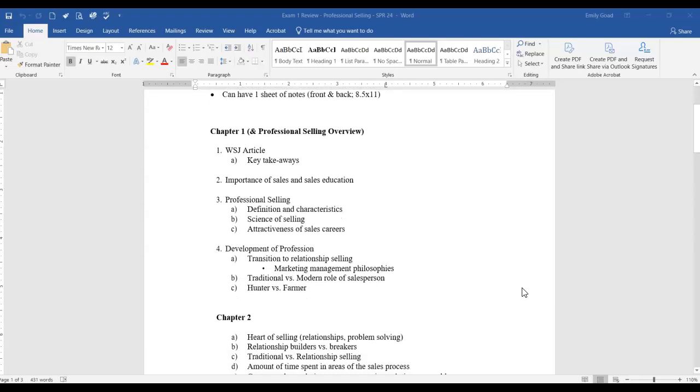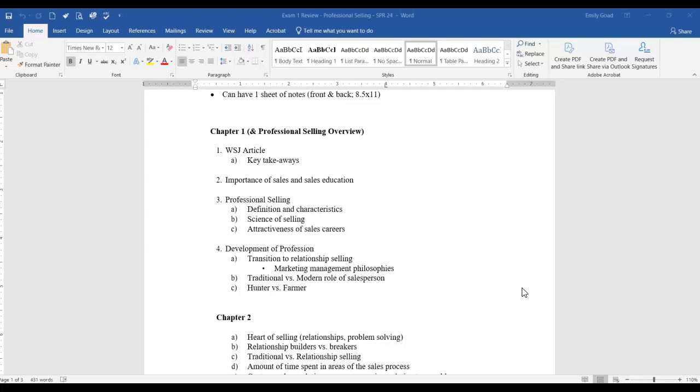So starting with chapter one and just the professional selling overview, you want to go back and look at the key takeaways from that Wall Street Journal article that I had you read. And then the rest of it really follows the slides. The biggest thing, I think, well, two things under number four that you're not going to find just in the textbook like they are in the slides. They're not laid out that way, and all of the content's not there. Are the marketing management philosophies.